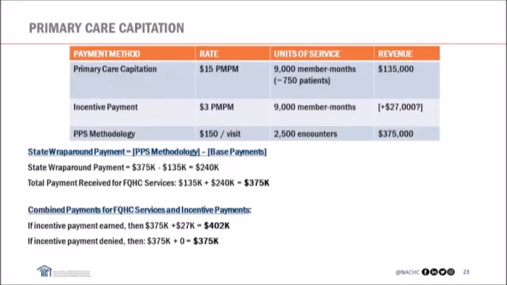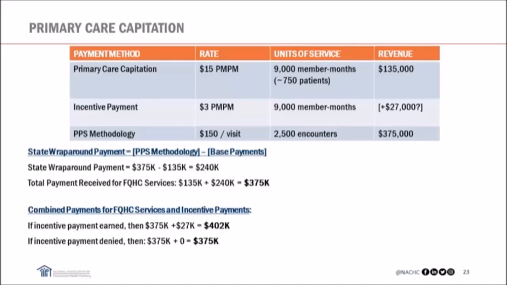The next example has to do with primary care capitation. A number of health centers are now being paid under what's called primary care cap, where the health center receives a capitated rate which is estimated to cover the cost of delivering primary care services. So in this very simplified example, let's presume the health center earns $15 per member per month from all the payers, all the Medicaid MCOs, for delivering health services at the health center.